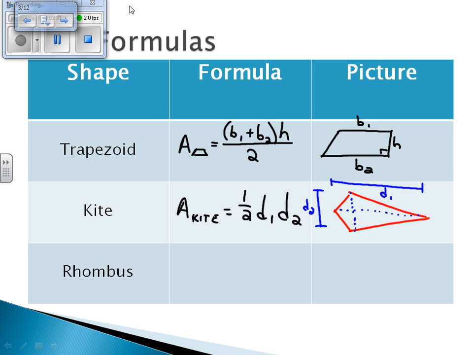Remember that for a kite, the diagonals always intersect at what type of angle? Right. A right angle. We learned that in chapter 8 for a quadrilateral. And we may use that in the future because they may only give you certain pieces. You may have to use the Pythagorean theorem to find certain things. Okay. Artie?